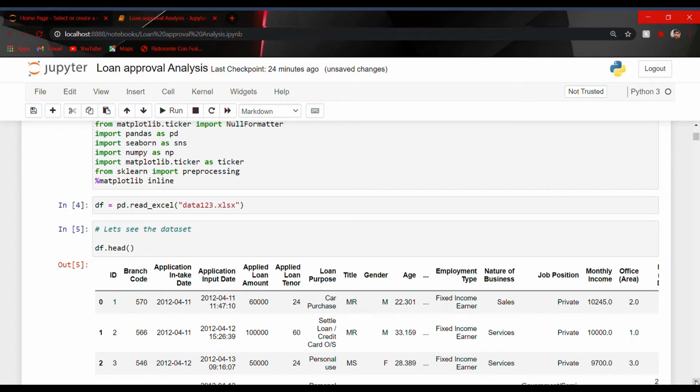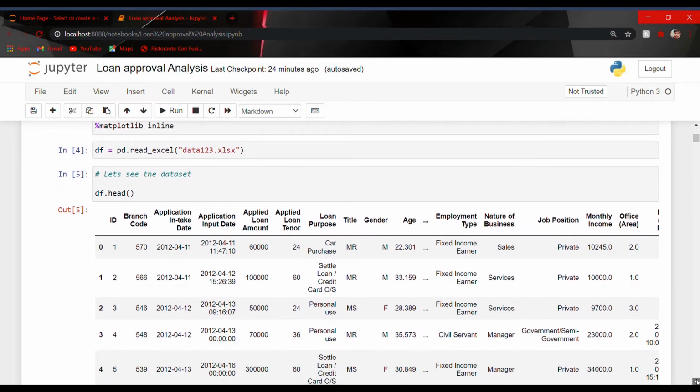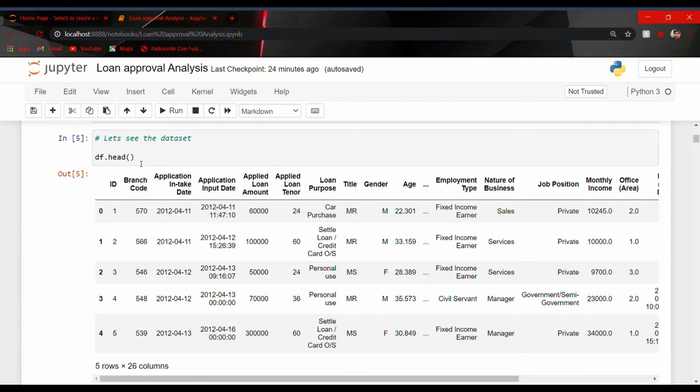Then I have imported the data set which I would be using for this project. Its name is data123, and as it's an Excel file, I have used the read_excel function of the pandas library. Then to have a look at my data set, I've used df.head, which gave me the top 5 rows of my data set.